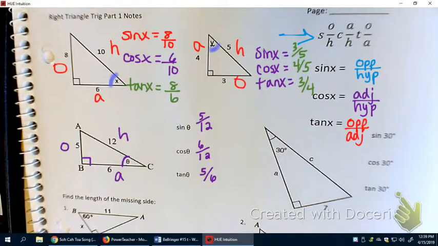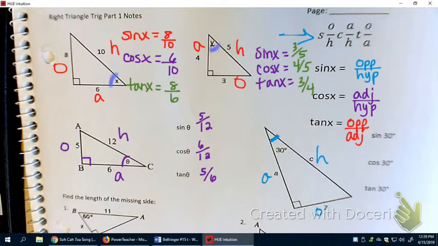Alright, so across from the 90 is the H always, so C is H. Across from the angle you're given, so here's the angle I'm given, all the way over, that's opposite, is the O, and then the other side's the A. So A is A, that's good.